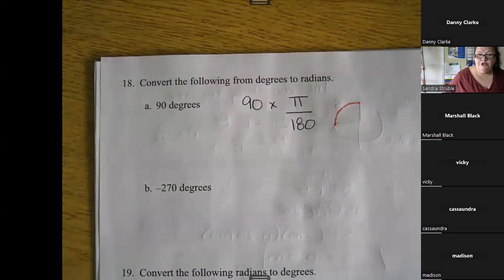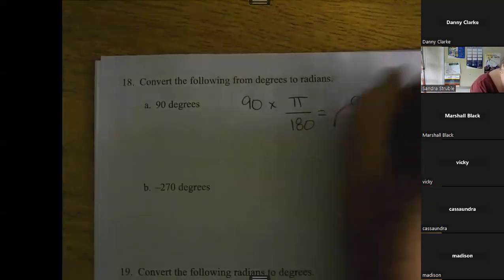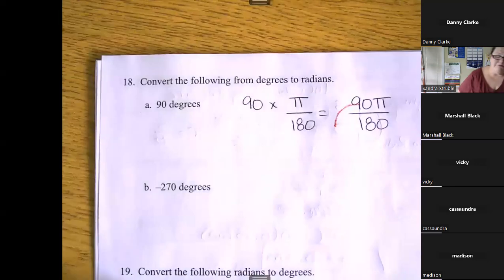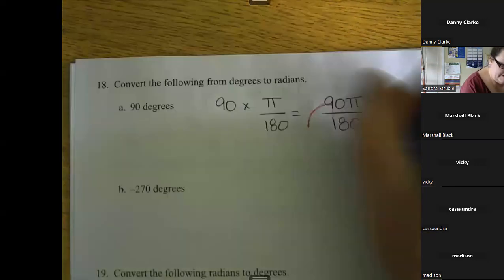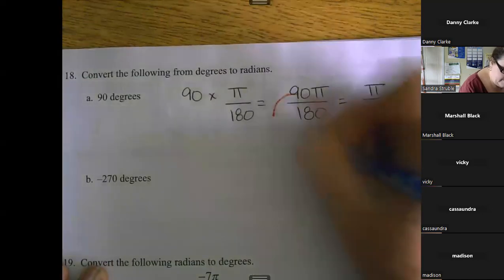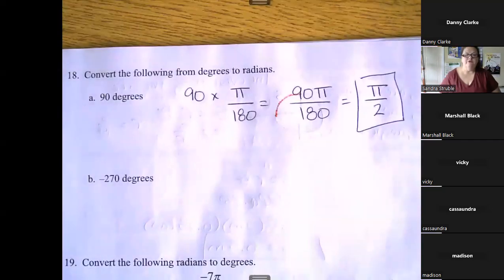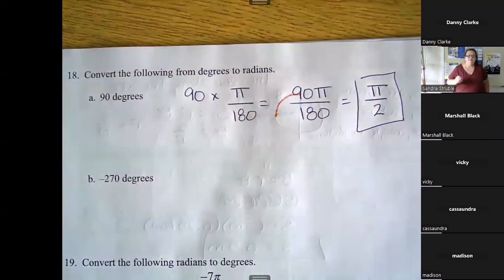Okay, so you're going to take this and you've got 90 pi over 180. You're going to reduce them both by 90. 90 goes into 90 one time, so pi. 90 goes into 180 two times. So there is our radians for 90 degrees. It's pi over 2.